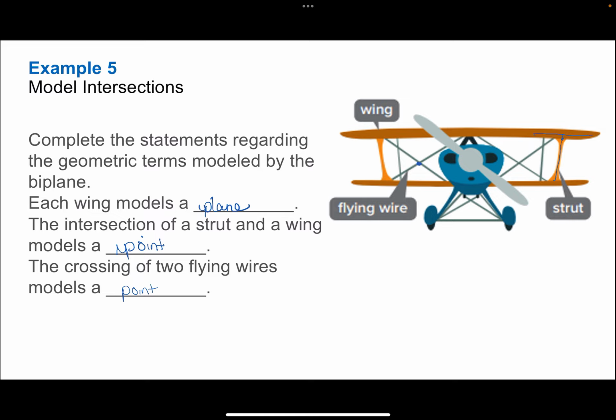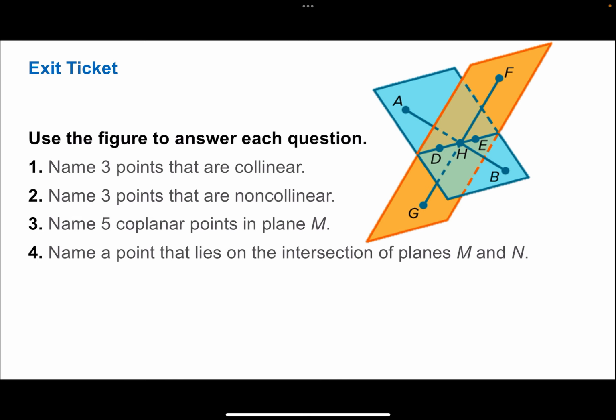A strut and a wing, depending on the thickness of the strut, I guess. The strut and the wing could be a line. It looks like our strut is kind of a plane, and the wing is also a plane. So I'm going to modify that and think that maybe that is a line. It's hard to see, it's not in 3D, but it looks like there's some thickness there, not a wire. All right, see if you can do the exit ticket.